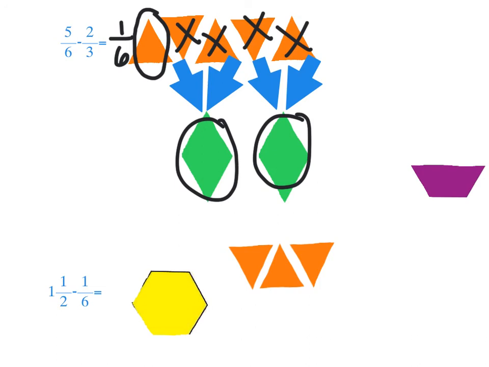Now I'm able to subtract 1/6, which means one of those is going to go bye-bye because I've subtracted it. So my answer to this problem, I'm still going to have my whole hexagon. And then I'm going to have 2/6. So my answer would be 1 and 2/6.